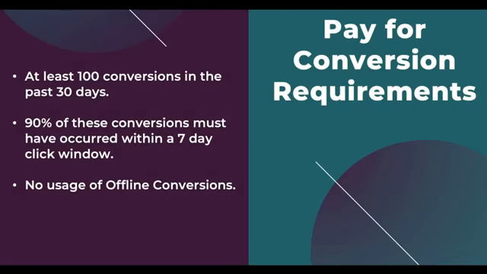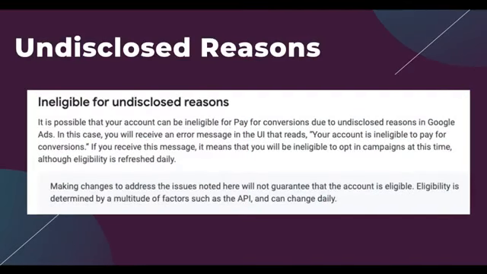Once you meet these 3 criteria, these are the big sticking points when it comes to pay for conversions, but there is one other way that you may not be eligible, and that is for undisclosed reasons, and they literally are that vague. There are cases where an account will be rejected for pay for conversions just for some reason that Google doesn't tell you what it is. This is refreshed daily, so you can go back in and check. Maybe you reach out to support, try to find out what's going on. Your eligibility can change on each day, but Google does reserve the right to basically reject you from using pay for conversions for effectively no reason, at least none that they're willing to disclose to us. So keep in mind, this is a very real option.